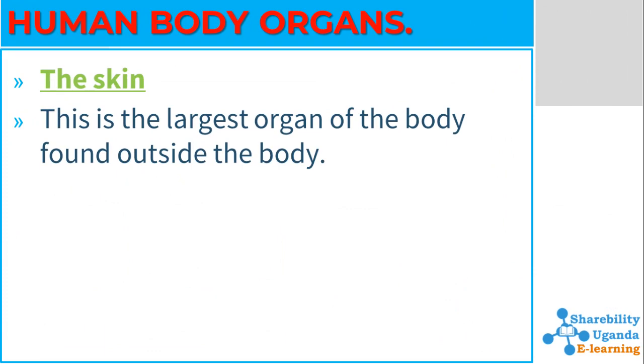Let us look at another body organ, which is the skin. Look around your body. What do you see? The skin, the dark skin, or the brown skin, the light skin. It is the largest organ of the body. When you look at your body, all you will see is the skin. Therefore, the skin is the largest organ of the body. It is the external part of the body.